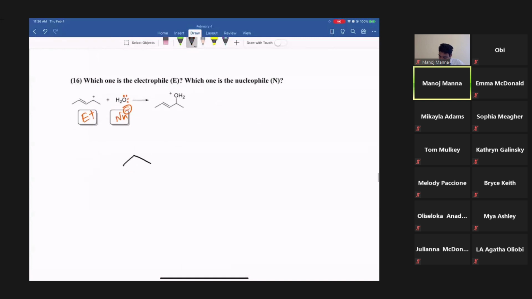If you have a double bond and a positive charge over here, water, OH2, has 2 lone pairs, so it will add to this carbon, and then you get OH2 plus. That's how we got this one. I hope you are able to see from acid-base theory how important it is, because now we get the concept of electrophile and nucleophile.